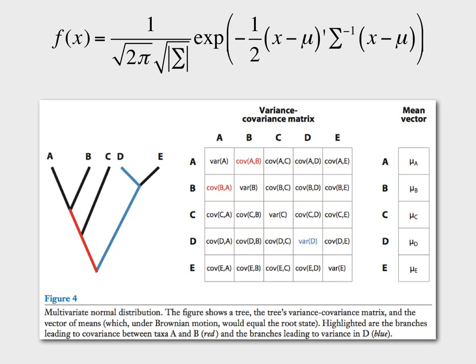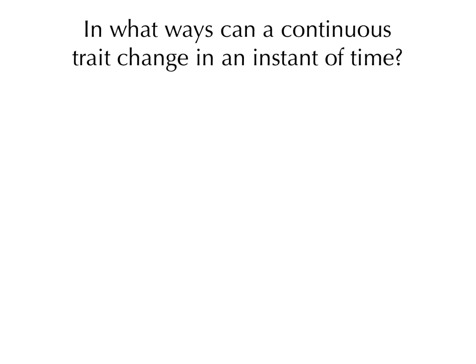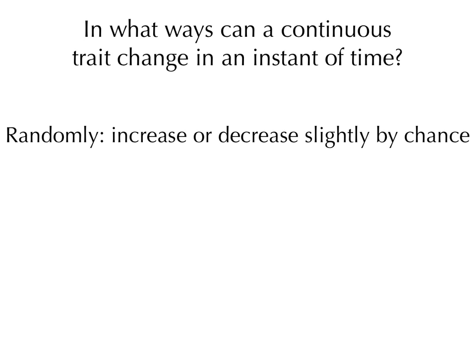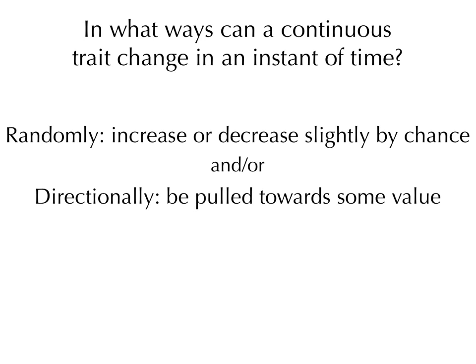Okay. Now let's talk about how the evolution can actually happen. Think about how a continuous trait can actually change in a tiny time instant. Well, it could change randomly, increase slightly due to chance, right? Or it could be pulled directionally. Okay. What are examples of these processes? So that'd be to randomly change a trait. Drift. Okay. Good.